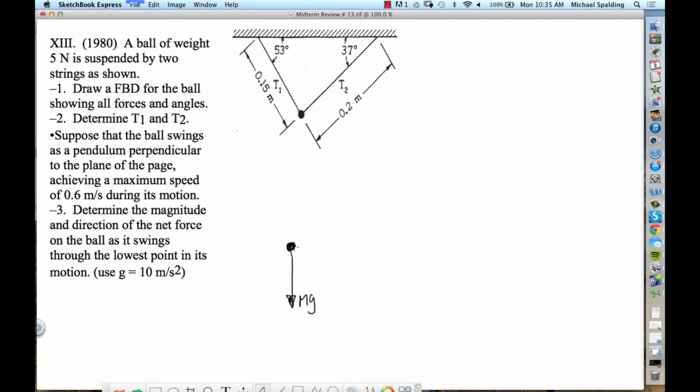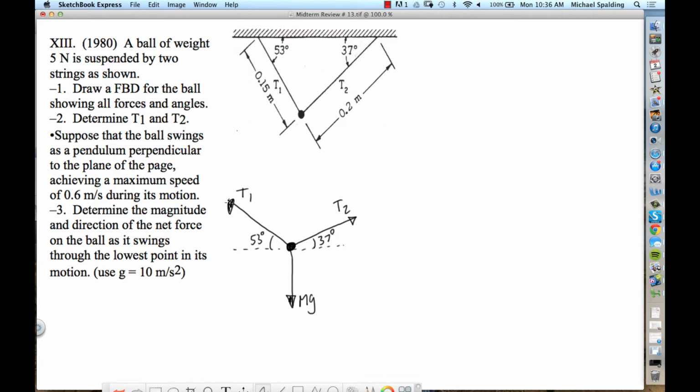So T2, this is at a smaller angle. So we'll go T2. That looks a little better. T1. Now show the angles. This angle in here, if that's 37, then that means that this is 37. If that's 53, then that means that this is 53.